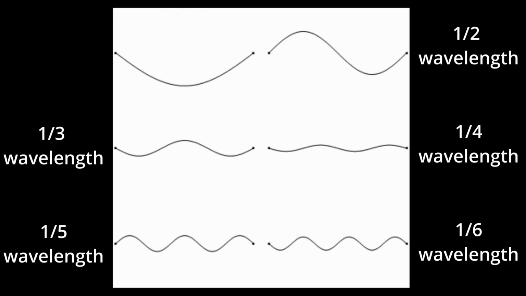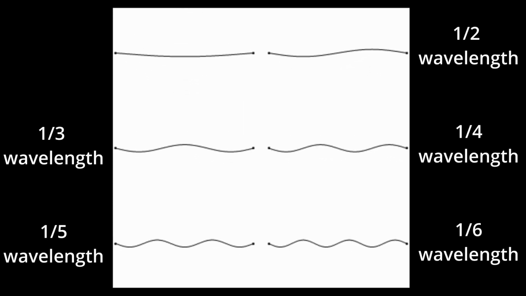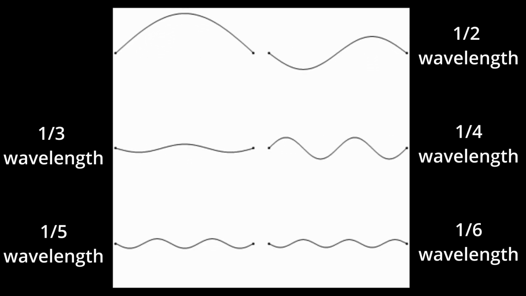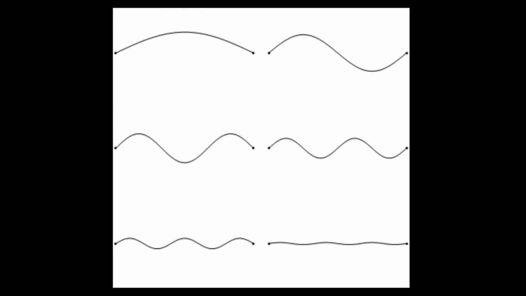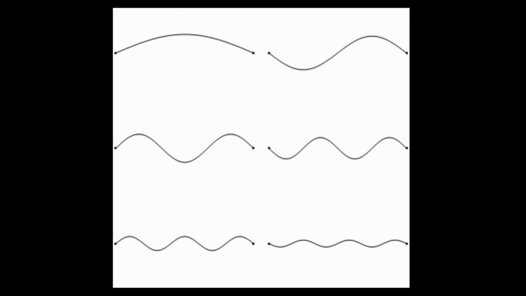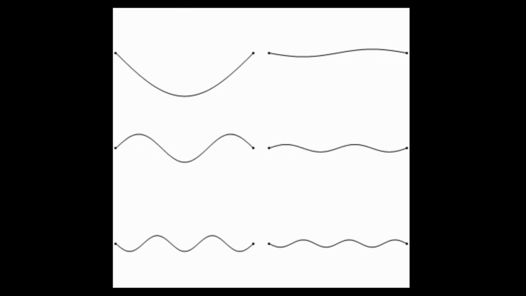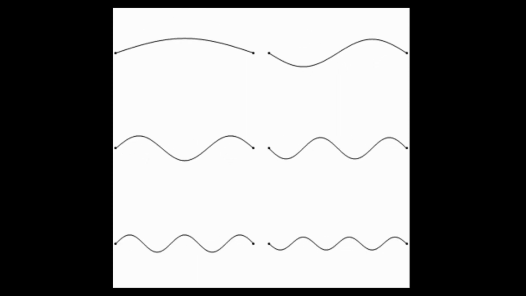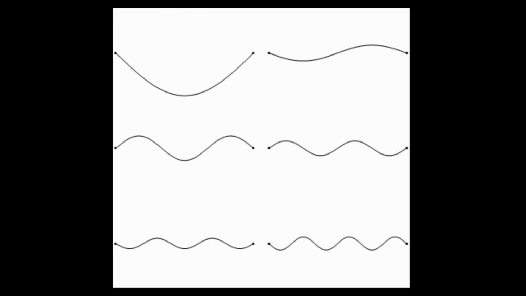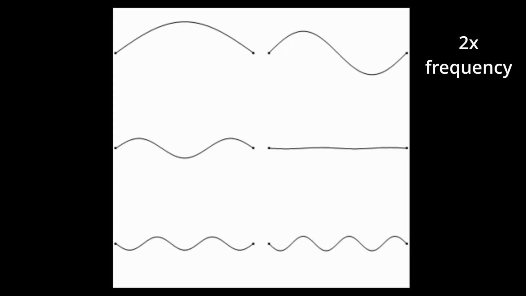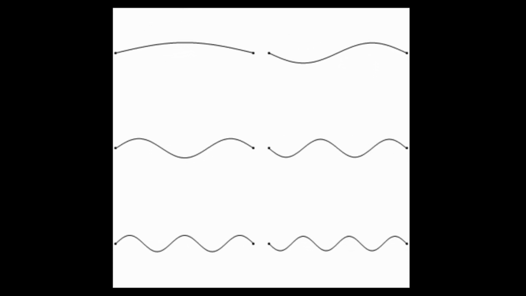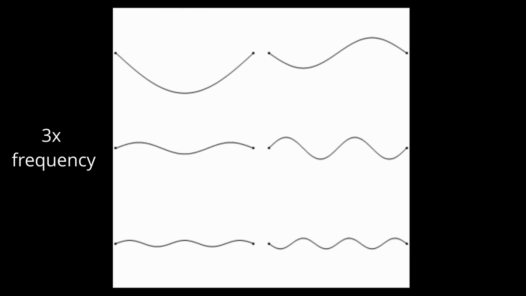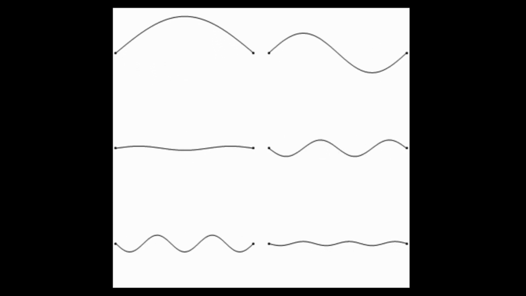And that trend continues for all of the higher order modes as shown here. Also notice that each higher order mode has a higher frequency. This is because just like sound waves in air, the wavelength is inversely proportional to the frequency. Therefore, the second order mode has twice the frequency of the fundamental mode. The third order mode has 3 times the frequency of the fundamental mode, and so on.